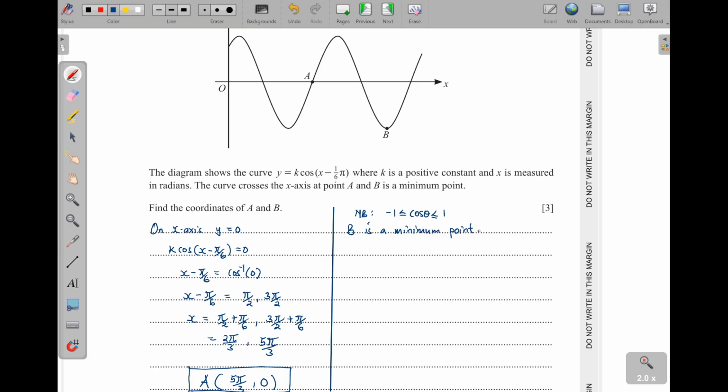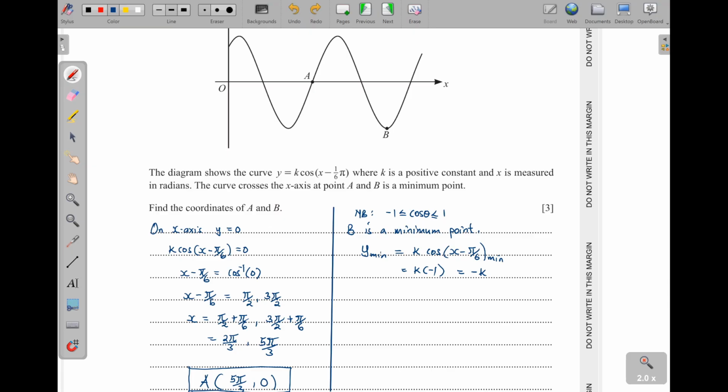So if B is a minimum point, the minimum value of y here is going to be k times the cosine of (x minus pi over 6). This one here must also be the minimum. So you get k times the minimum of this one here. And the minimum of this one, we can see that it is -1. So meaning we shall have y is equal to k times -1, which is actually negative k.